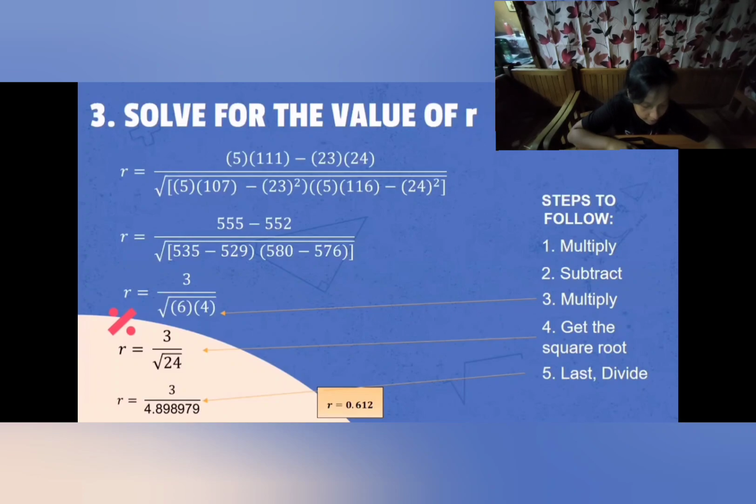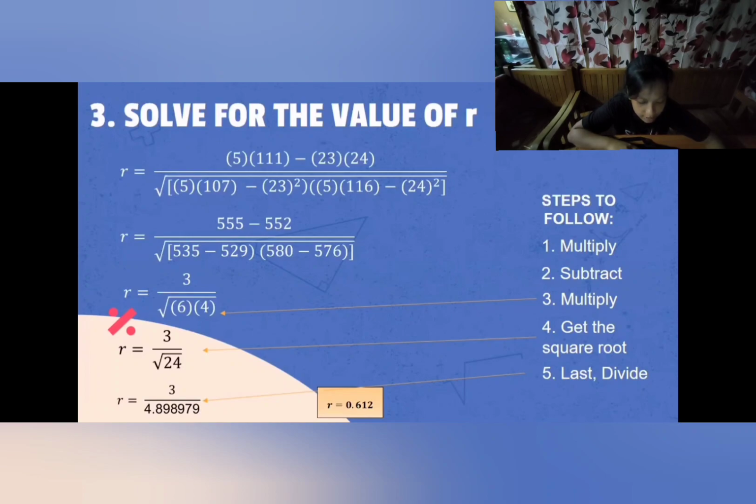So don't forget the steps. The first step will be fill in the table. Second step, substitute the values on the given formula. And number 3, solve for the value of r. In order to solve the value of r, we just need to follow the steps. Number 1, multiply. Number 2, subtract. Number 3, multiply the denominator. Number 4, get the square root. Number 5, the last one is divide. We now have the value of 0.612.